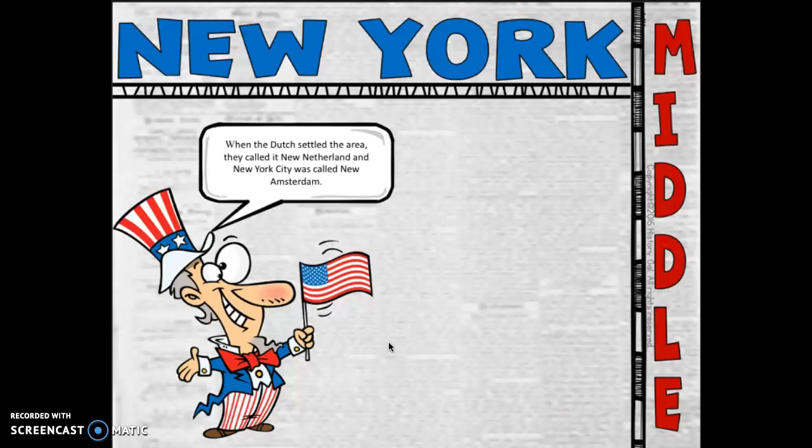The Dutch are from the Netherlands, so when they came over from the Netherlands to what we know as New York, they called it New Netherland because it was in their new country that they were starting, except it was a colony. And then they called New York City New Amsterdam because Amsterdam in the Netherlands is a very popular city, as is New York City in America.